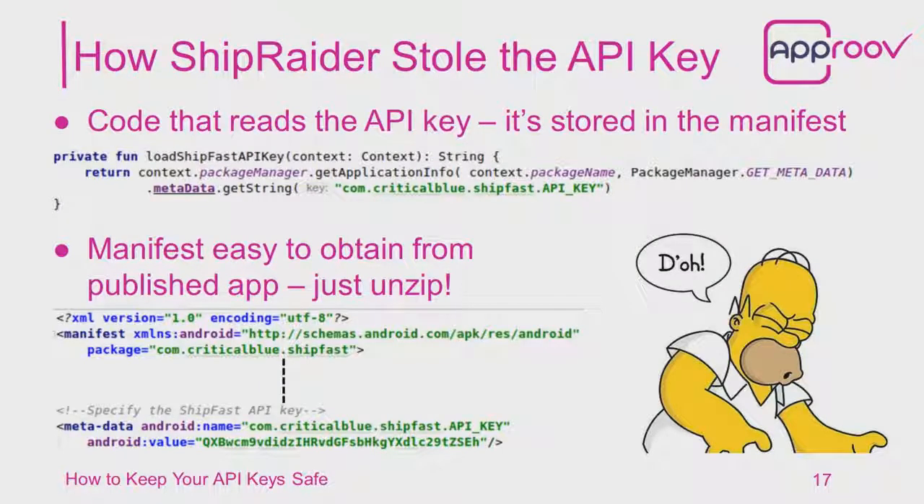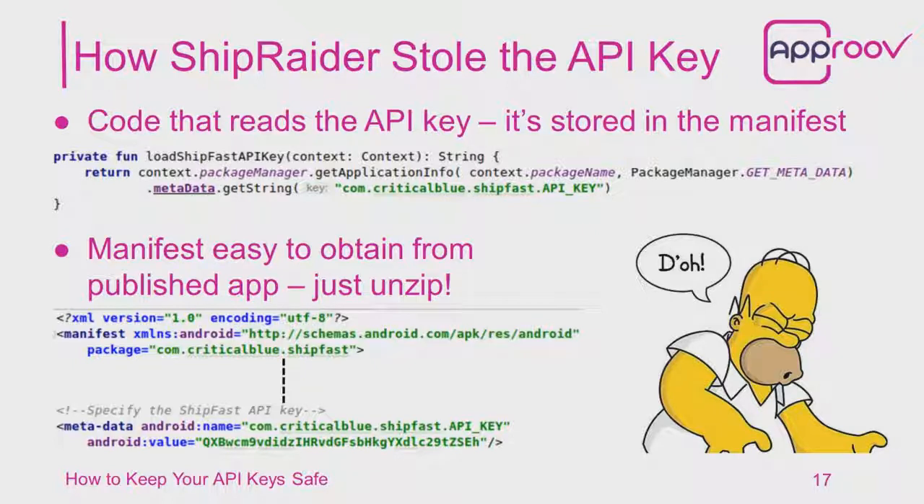So in our case, how did the API key get stolen? Actually, it's a lot simpler in this particular case. It doesn't need to use the man-in-the-middle route, because if you look at the code in our example of how you load the API key, all it does is load it from the manifest.